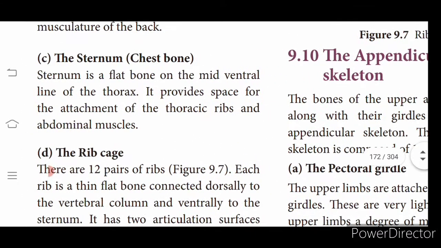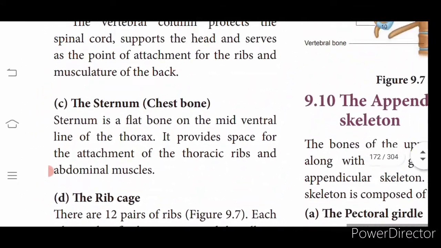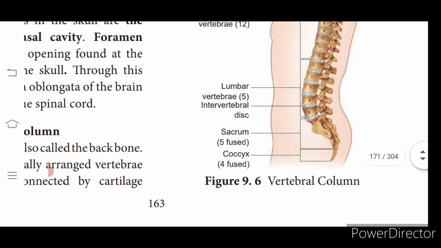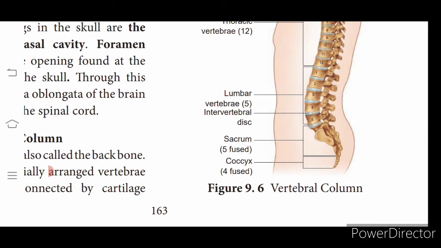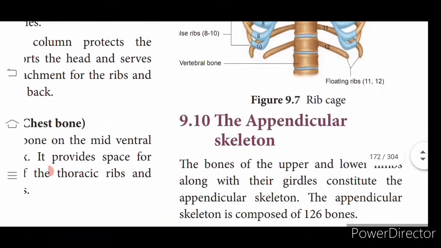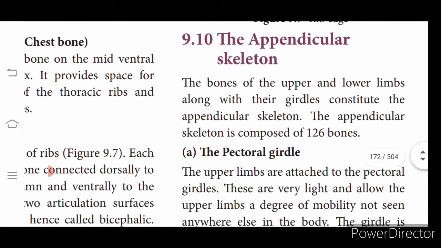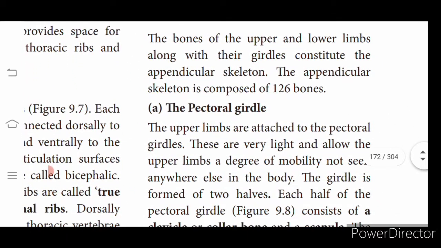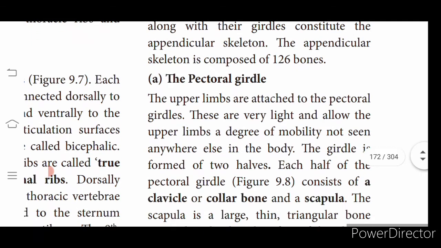Okay, so far we have learnt about the rib cage, sternum, vertebral column and skull. Follow? The skull, vertebral column, sternum and rib cage together constitute the axial skeleton. Now we can go for the appendicular skeleton. The bones of the upper and lower limbs along with their girdles constitute the appendicular skeleton.